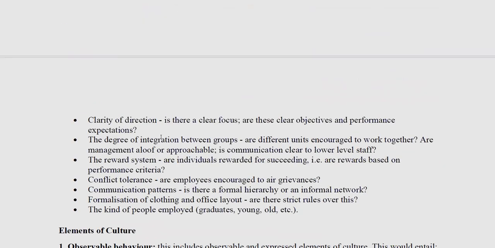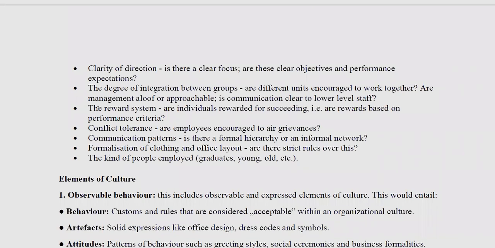Now, the clarity of direction. Is there a clear focus? Are your objectives clear? The degree of integration between groups, can you work together? The reward system. Are you rewarded for succeeding? Is it based on some performance criteria?